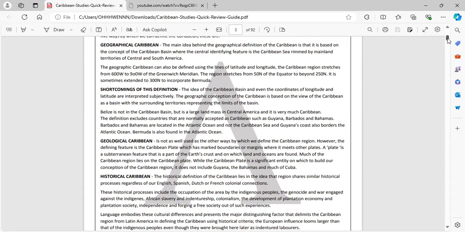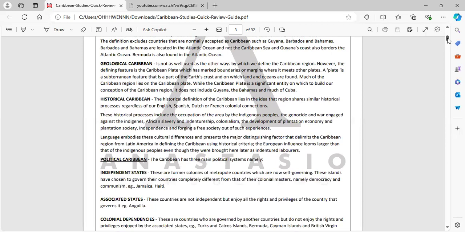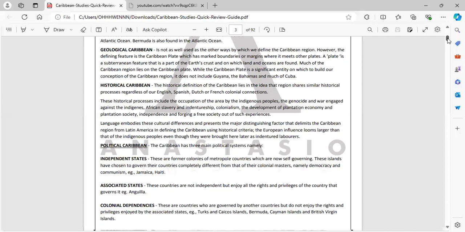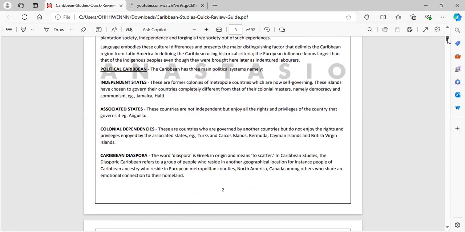I also said that it is on the Caribbean plate. I use that as a geological definition of the Caribbean. Historical, I would say it has slavery. Political, I'll say it has the independent, the associated, the colonial territories, and then the diaspora, which is spread right across the world.